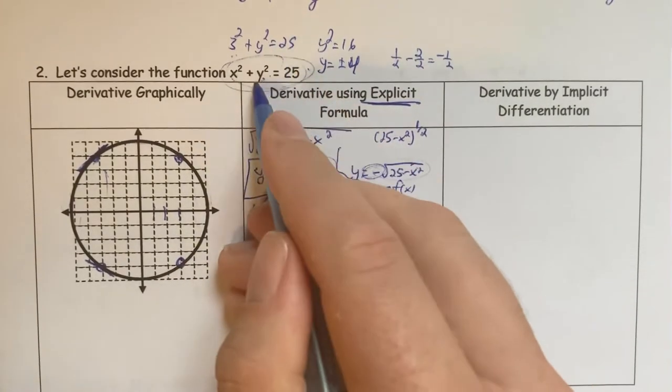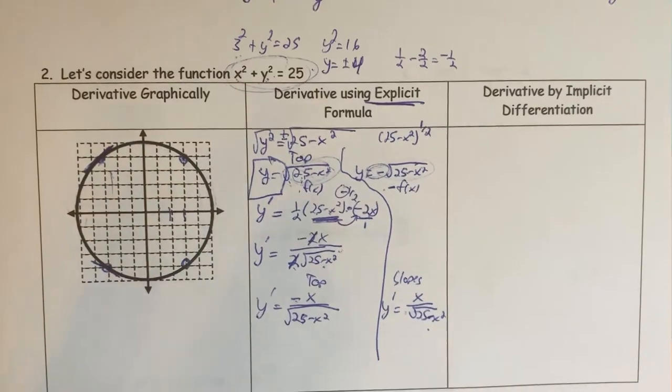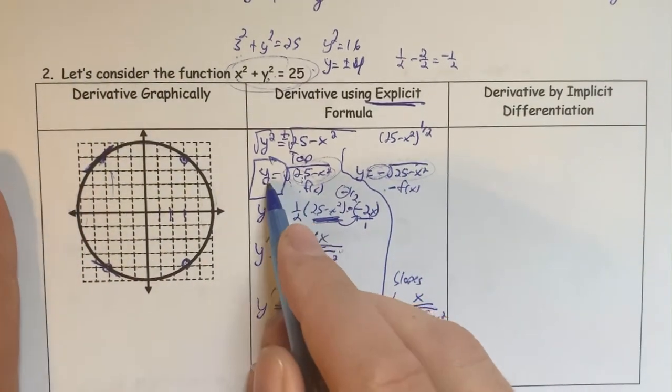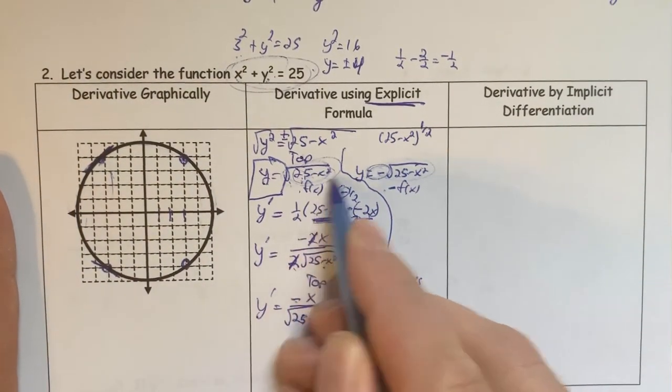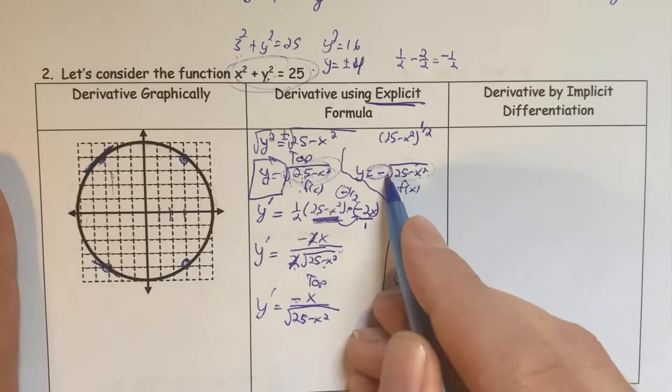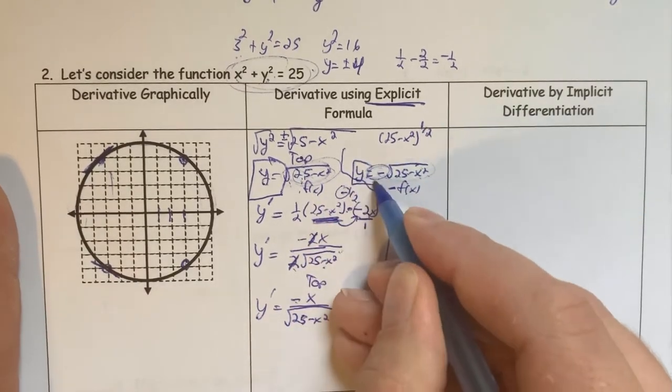This is an implicit formula. It doesn't tell us directly what y is, whereas this one says, hey, y is the square root of 25 minus x squared, and y is negative the square root of 25 minus x squared. It directly tells us what y is equal to.